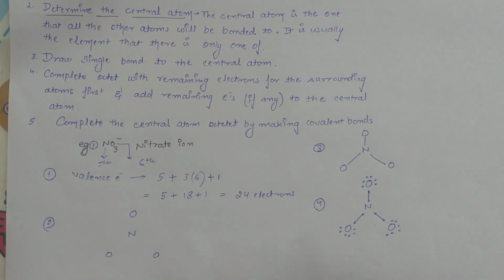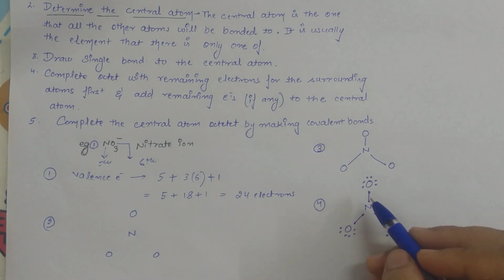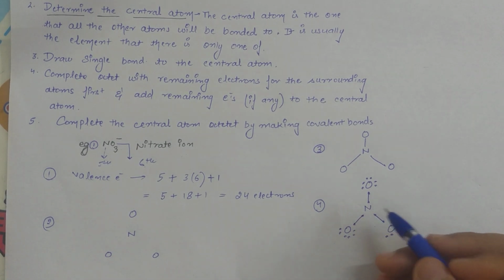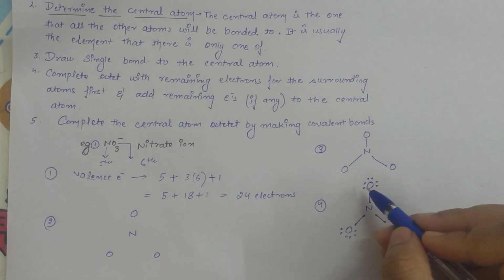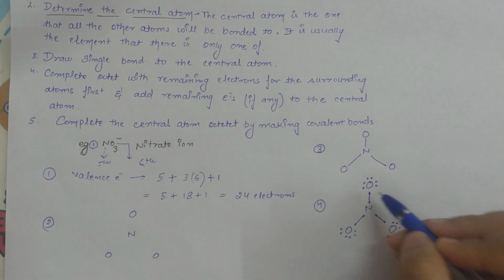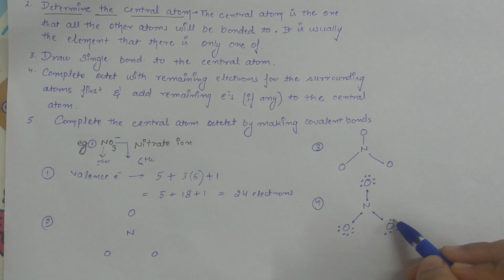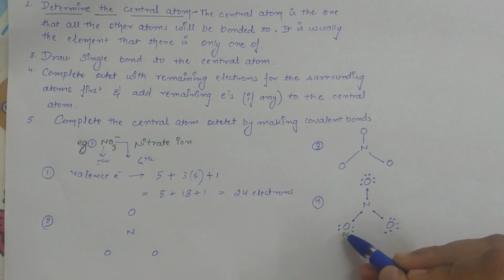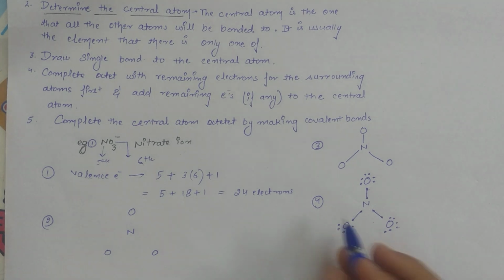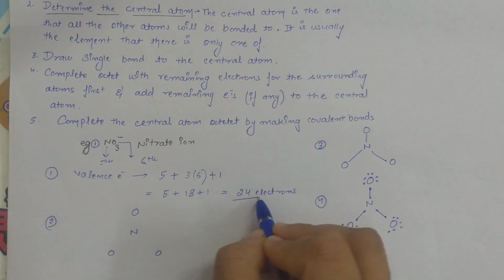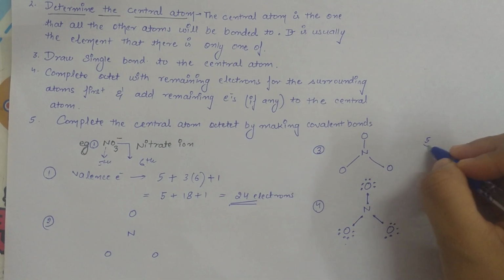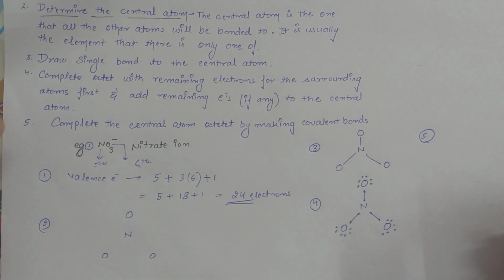Now we can total the number of electrons and see if there are any electrons remaining. Let's count: 1, 2, 3, up to 24. So here there are 24 electrons and the valence electrons were 24. So no remaining electrons.